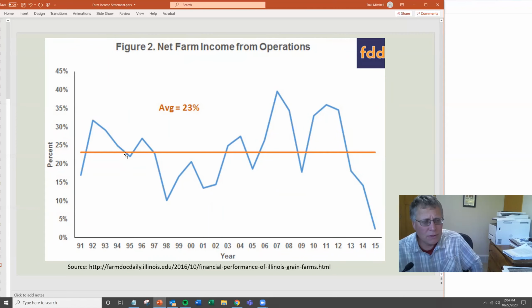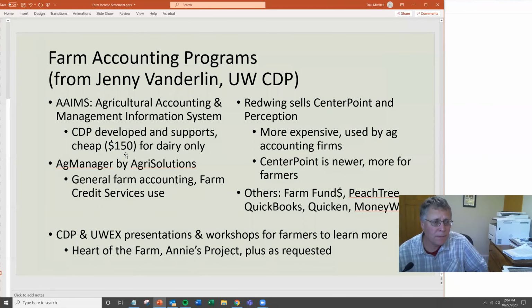Here's the average is 23%. So net farm income from operations. This would, again, I think this is a profit margin is what I've been calling it. They're reporting it as a percent. What you see here is on average 23%, but you can see the ups and downs and the big long drop off the last several years up through here, 2015. These have been some rough years in farming. You can see they started falling back in 2011. This was the peak, and they've been coming down every year since, gone very low relative to the average.